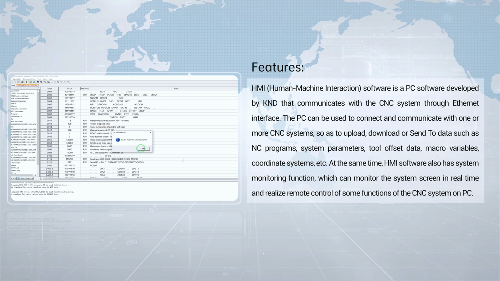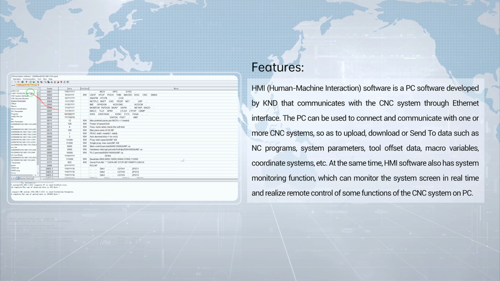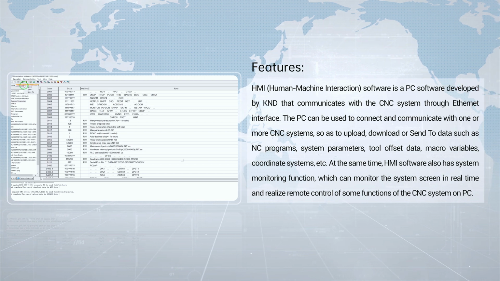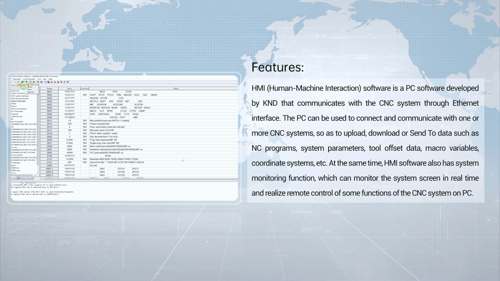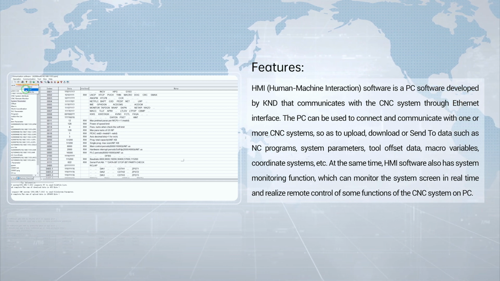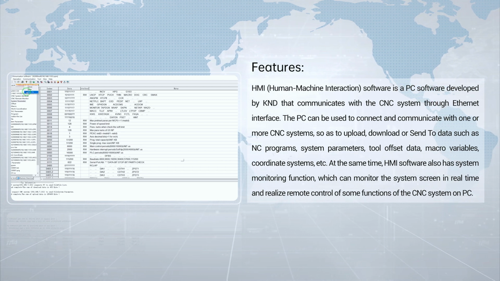At the same time, HMI software also has system monitoring function, which can monitor the system screen in real time and realize remote control of some functions of the CNC system on PC. This video mainly explains how to establish communication between the PC and the CNC system through Ethernet, and use the HMI software to transmit system data.